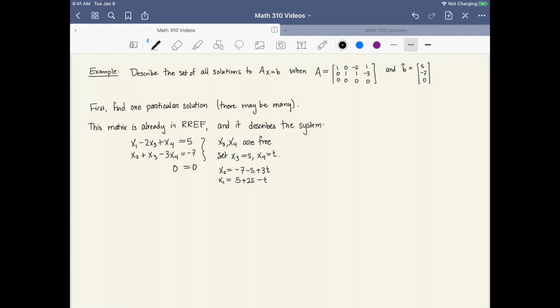x3 and x4 can be anything, but once you set x3 and x4 to be something, that tells you what x2 has to be, and it also tells you what x1 has to be from this equation. x1 and x2 are determined by these equations right here.